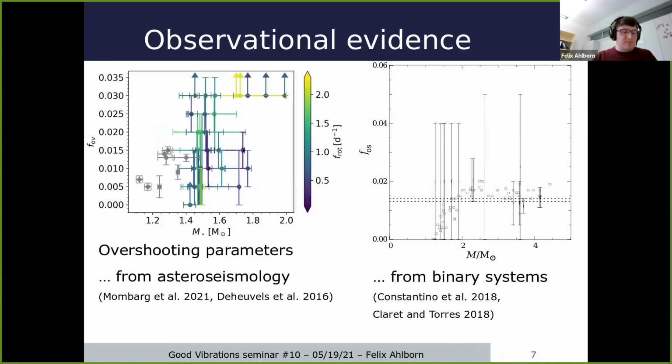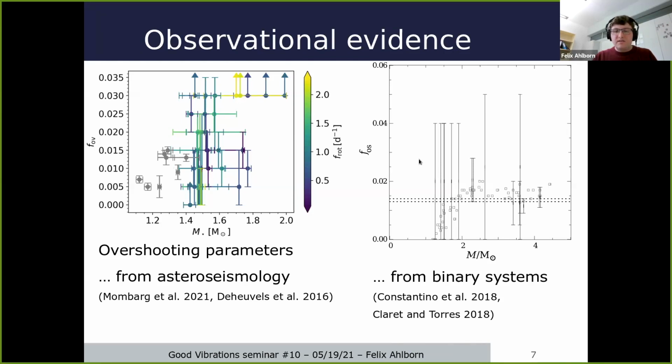Of course, further observational evidence for overshooting can be obtained from the detailed observation of individual stars and binary systems. In the left figure, I show results from asteroseismology, which you are all probably very familiar with. By using the individual stellar oscillations, you can determine a best fitting model, and then in this best fitting model constrain the overshooting parameter. The results are shown here as a function of the stellar mass. You can see that for most models, a non-zero overshooting parameter is required. In addition, there might also be an indication of increasing overshooting with stellar mass.